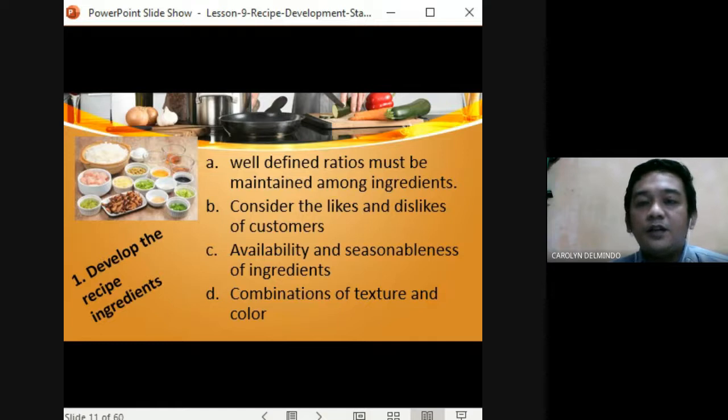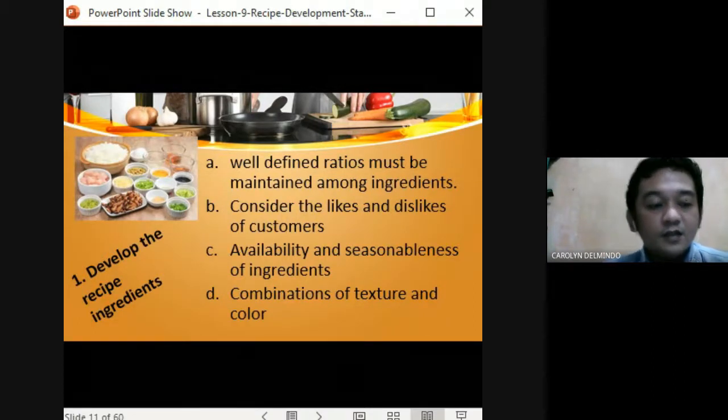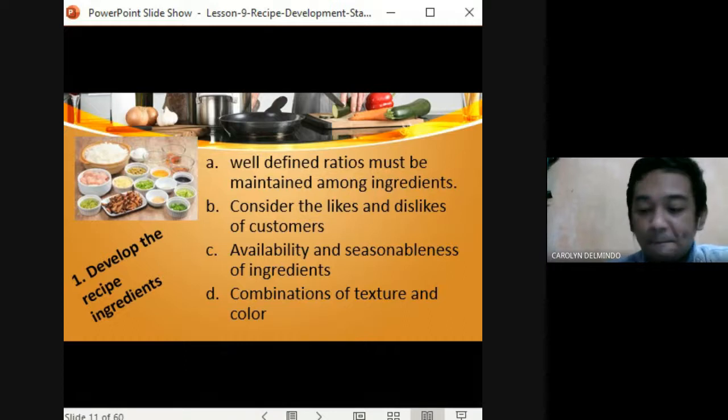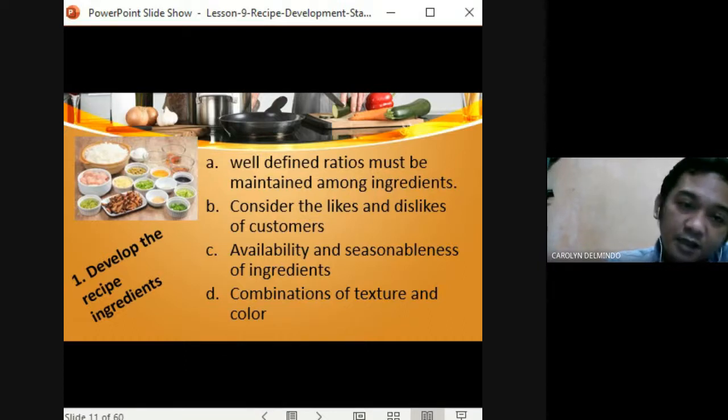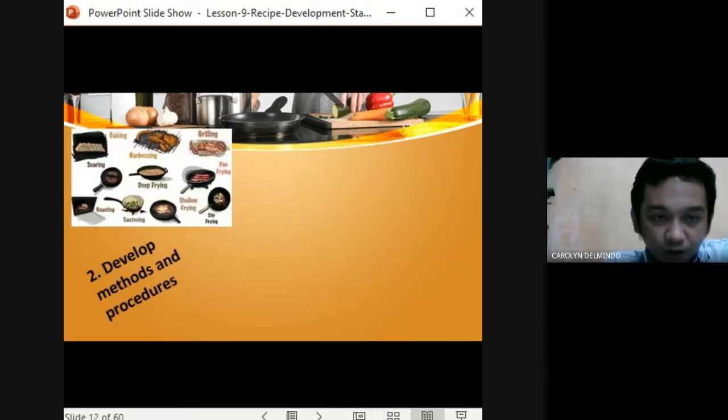So, already taught na last sem about those topics. Example for baking, we have designed breads, cakes, which is very pleasing to the eye. Okay, for recipe ingredients, you have to consider all of this one. Okay, next is development of methods and procedures.